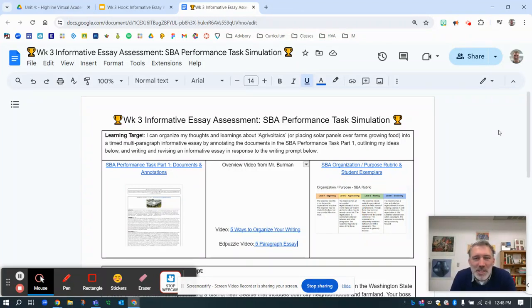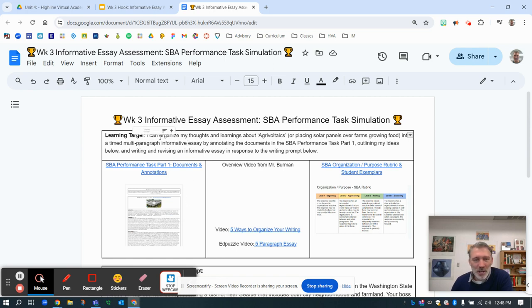We are in week three and we are practicing an informative essay. This is an SBA performance task simulation. Since the majority of you are ninth graders and not taking the SBA this year, I thought it would be good to simulate and get the practice. What I really liked was the timed component, so that you're going to be writing a timed multi-paragraph informative essay.